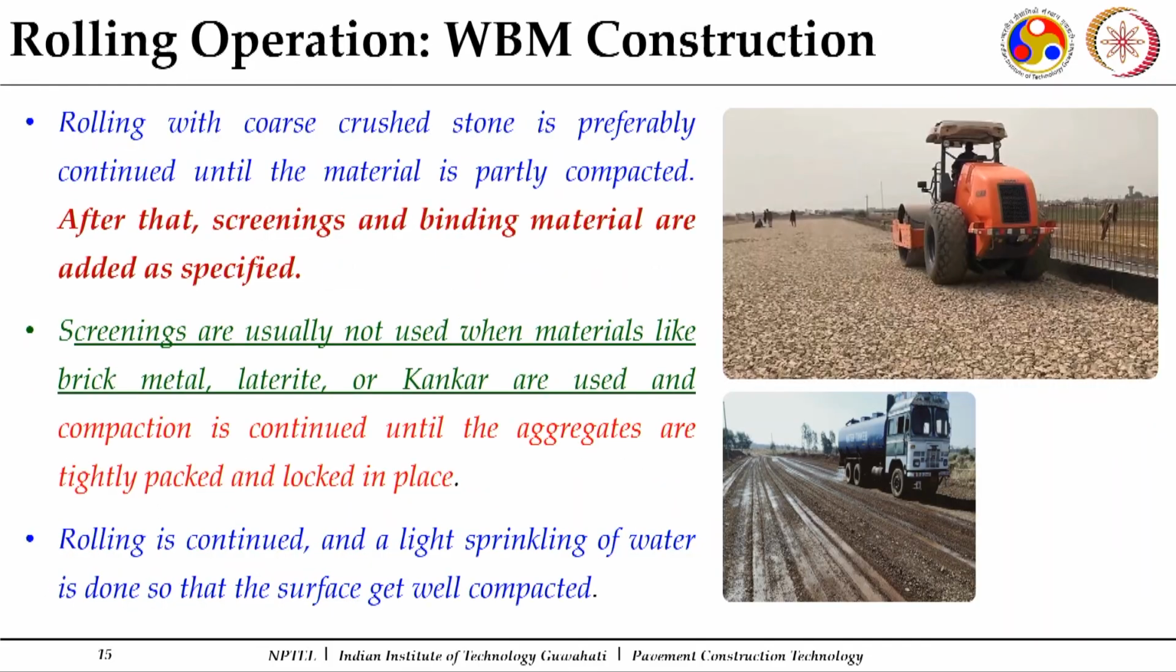Once this rolling operation is done, thereafter we come to the spreading of screenings and binding materials. But in certain cases, if you are using weak or soft aggregates, we do not go for screenings. Screenings are usually not used when materials like brick metal, laterite or kankar are used, because they themselves get crushed during compaction, so you don't need to put any screenings to fill up the voids. They themselves get crushed and the fines fill up the voids.